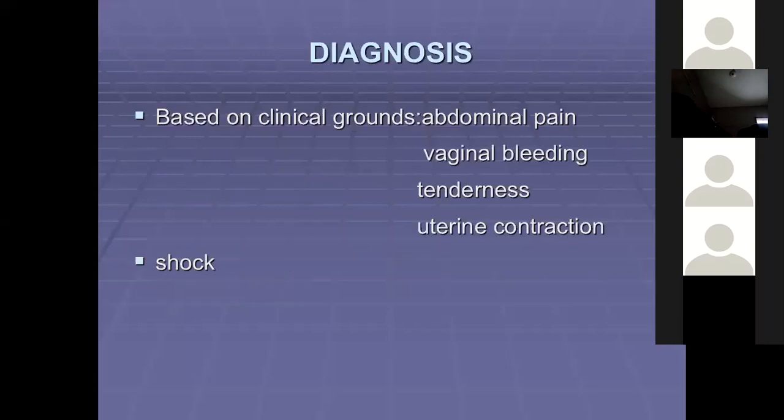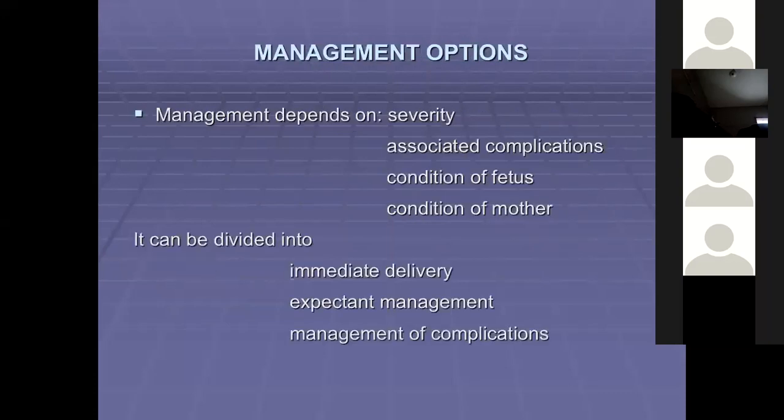Okay. Diagnosis. How will you diagnose abruption placenta? Based on clinical grounds: abdominal pain, vaginal bleeding, tenderness, uterine contraction. And sometimes the patient presents to you in a shock condition. How will you manage? Management again depends on the severity, associated complications, condition of the fetus, as well as condition of the mother. It can be divided into immediate delivery, expectant management, and management of complications.